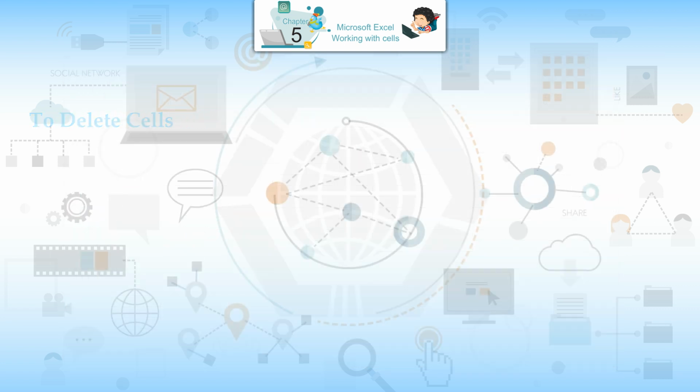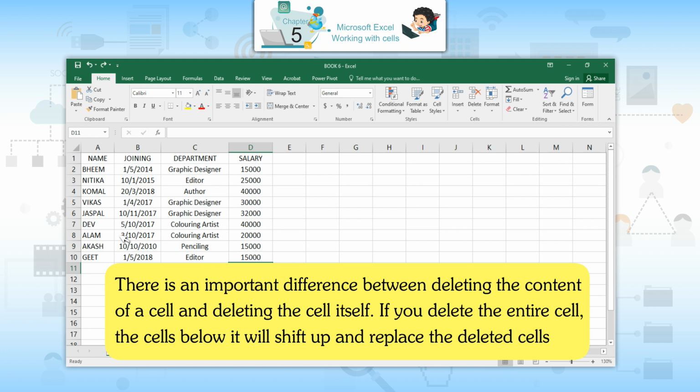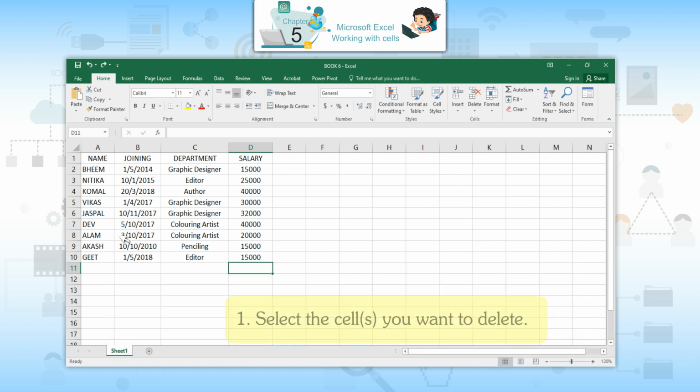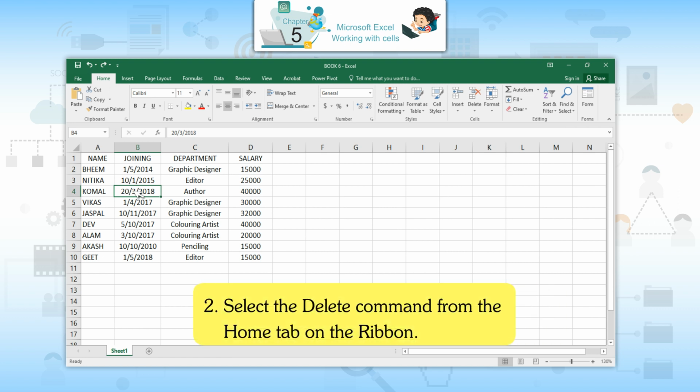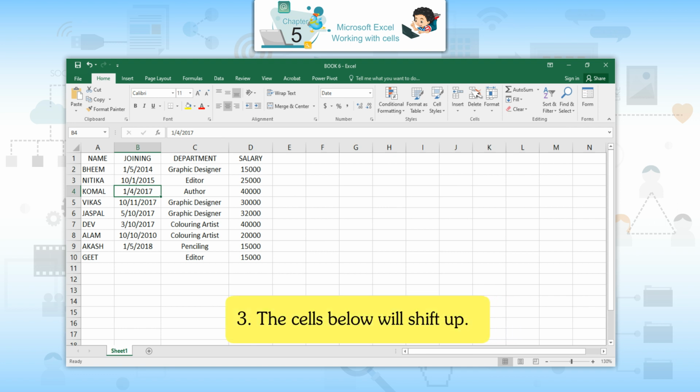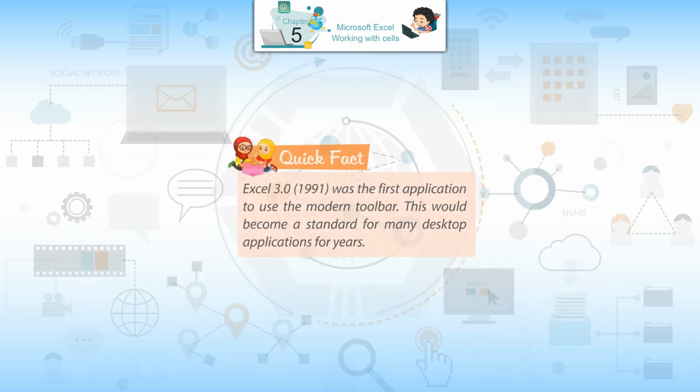To delete cells. There is an important difference between deleting the content of a cell and deleting the cell itself. If you delete the entire cell, the cells below it will shift up and replace the deleted cells. 1. Select the cells you want to delete. 2. Select the Delete command from the Home tab on the ribbon. 3. The cells below will shift up.